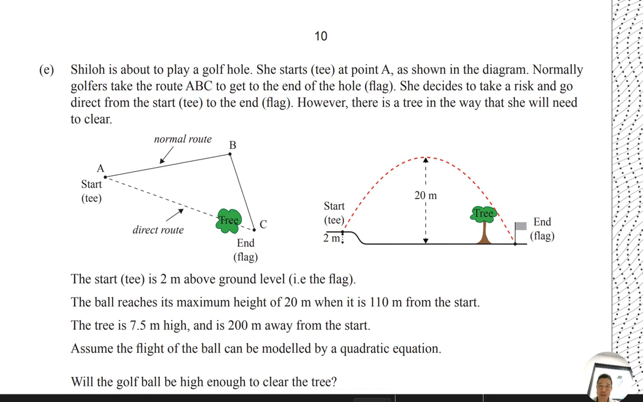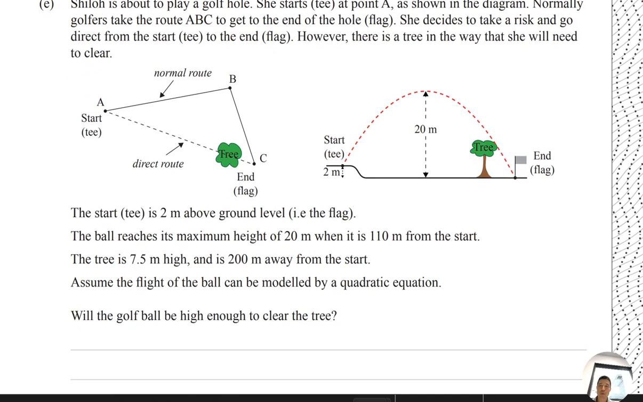The ball reaches its maximum height of 20 meters when it is 110 meters from the start. The tree is 7.5 meters high and is 200 meters away from the start. Assume the flight of the ball can be modeled by the quadratic equation. Will the golf ball be high enough to clear the tree? All right. So the question is, would the ball hit that tree or go higher than the tree? So it is safe to do so.